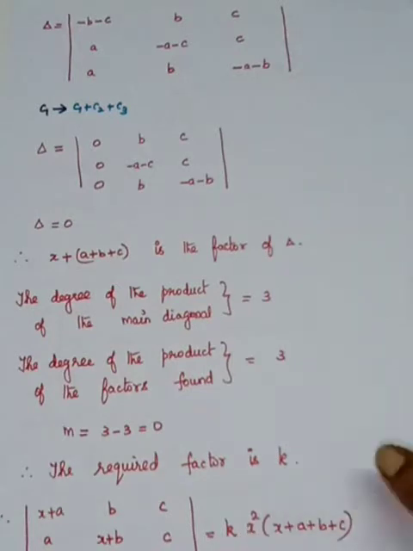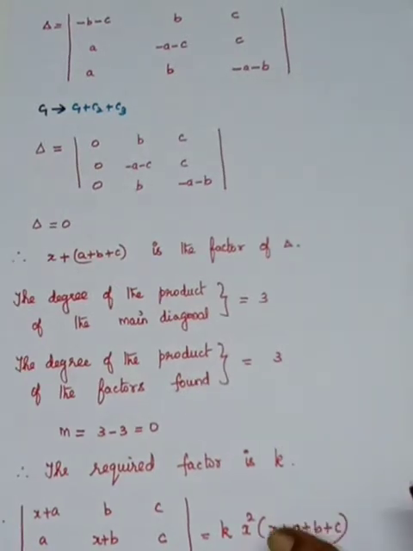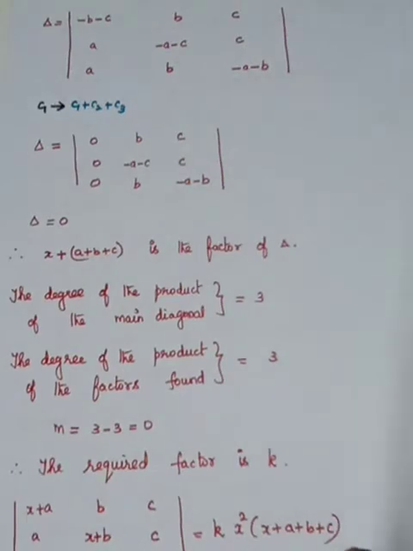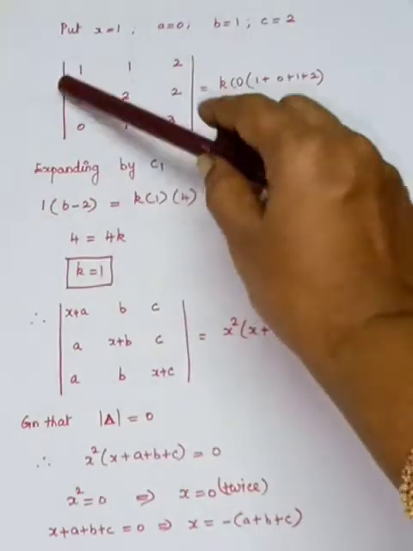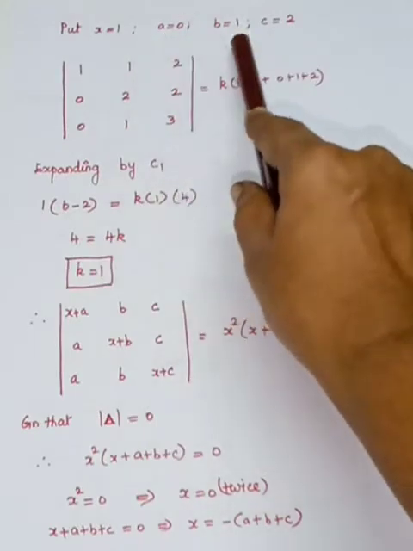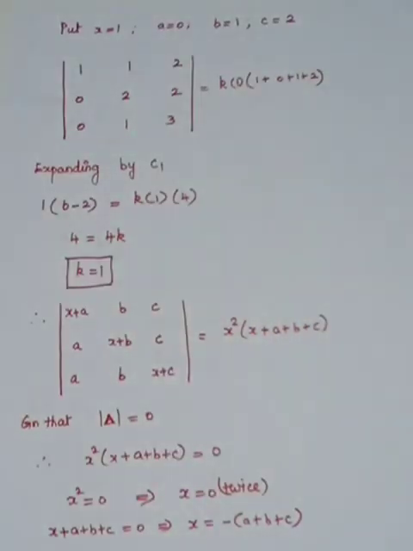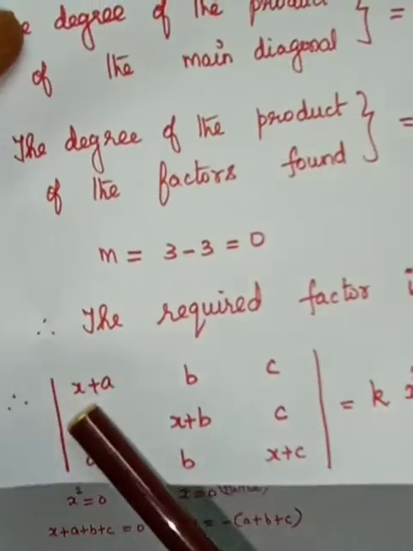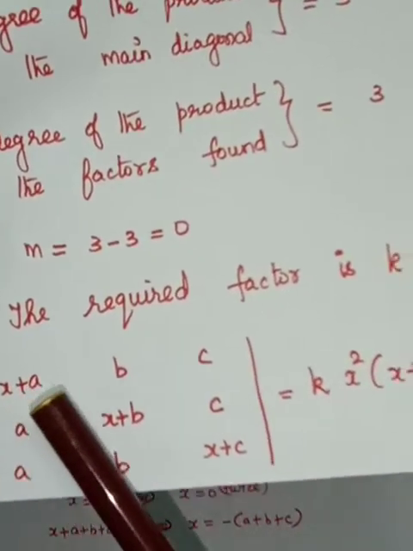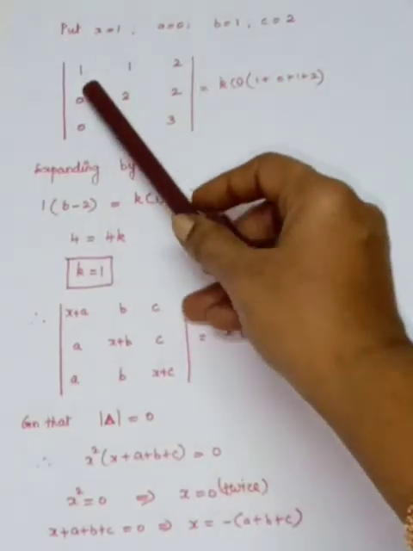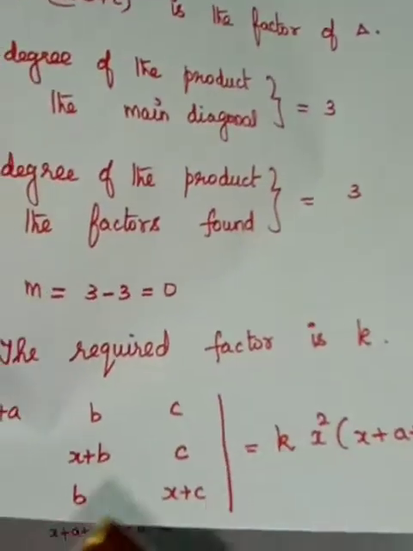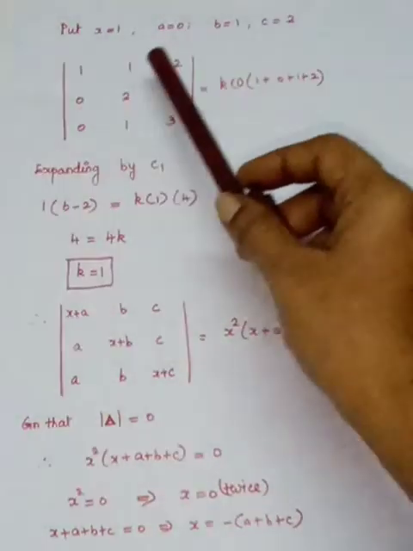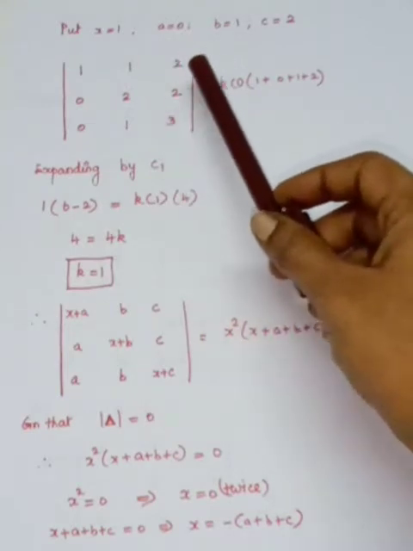Here we have to find the value of k. For that, x is also unknown, so you have to give the simplest positive value, x equal to 1. In the same way, a is 0, b is equal to 1, c is equal to 2. If you substitute, you will get the determinant. Here you will have x plus a. What is x? x is 1, a is 0, so 1 plus 0 is 1. Next, here you will have b, so the b value is 1, and the c value is 2.